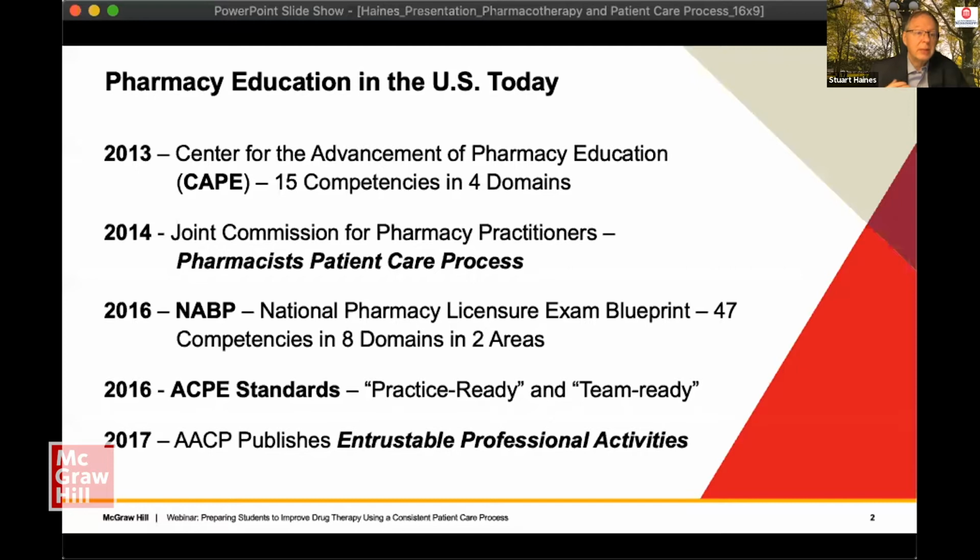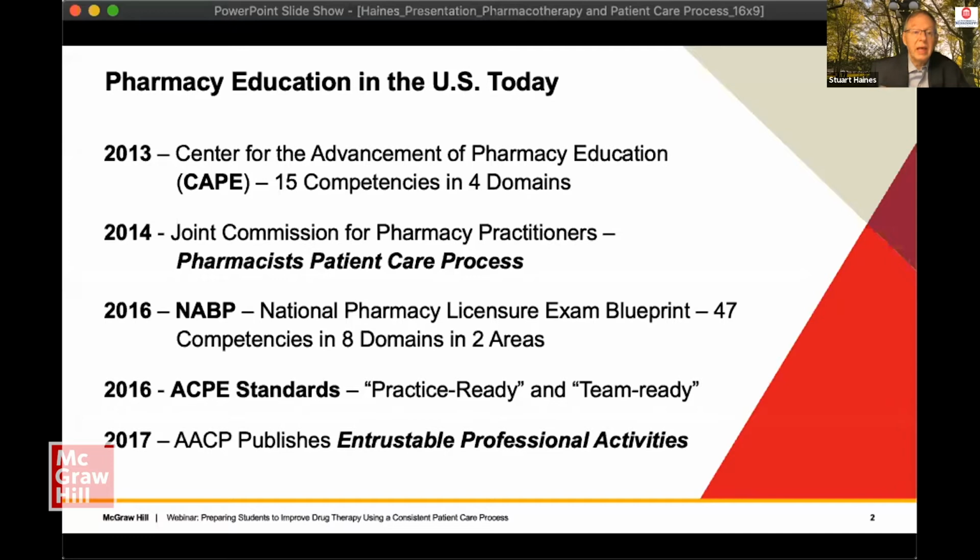Subsequent to that, published was a statement from the Joint Commission of Pharmacy Practitioners, which represents all the professional pharmacy organizations in the United States, outlining what the pharmacist patient care process should be. And this became a unifying way of thinking how pharmacists should be delivering and engaging in patient care, that there was a unified, systematic way of approaching patient care that all pharmacists should be using.